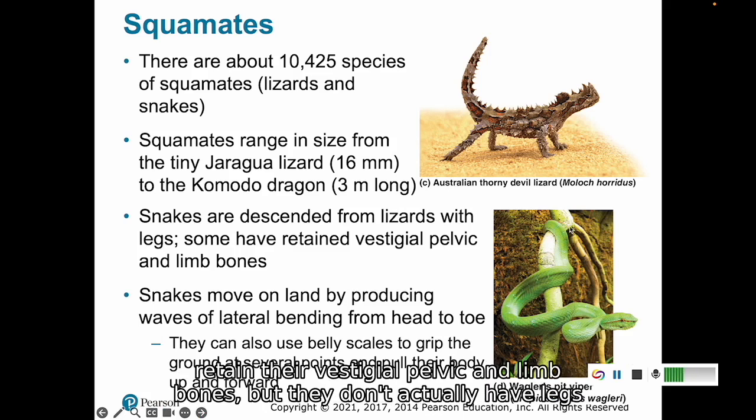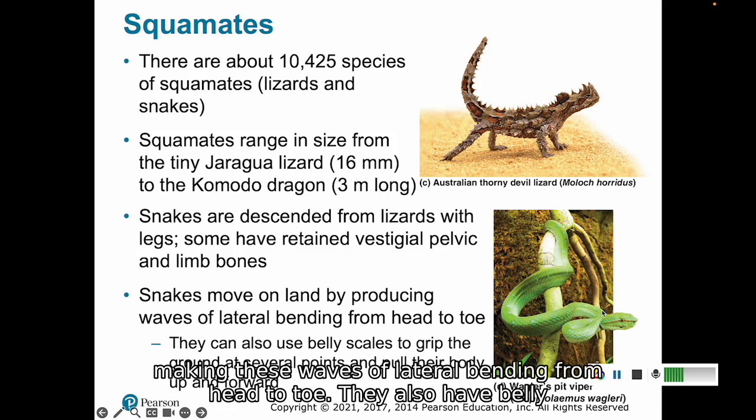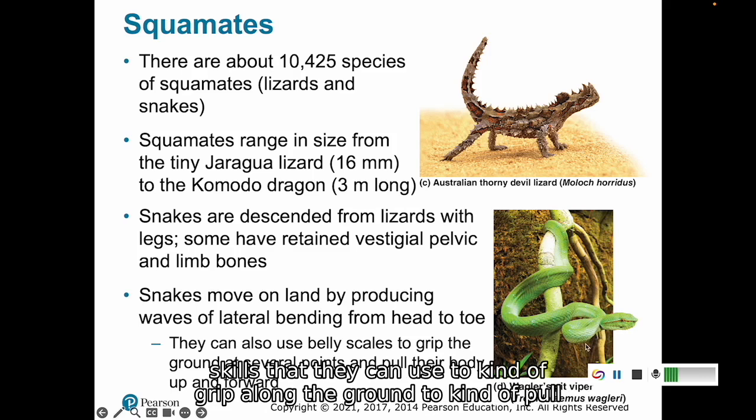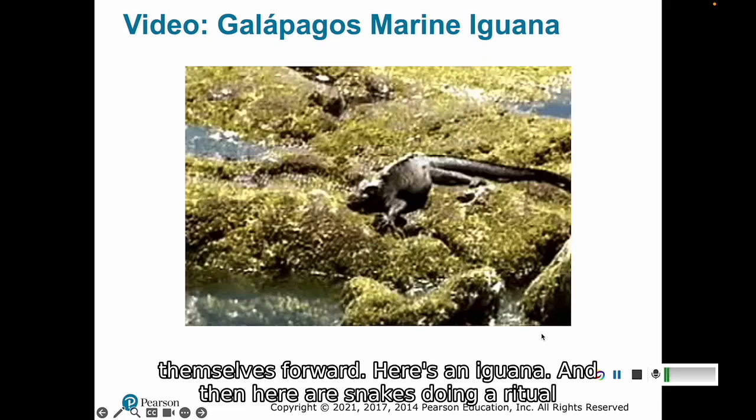but they don't actually have legs coming out from their body, as you can see. And they move about on land by making these waves of lateral bending from head to tail. They also have belly scales that they can use to grip along the ground to pull themselves forward. Here's an iguana.